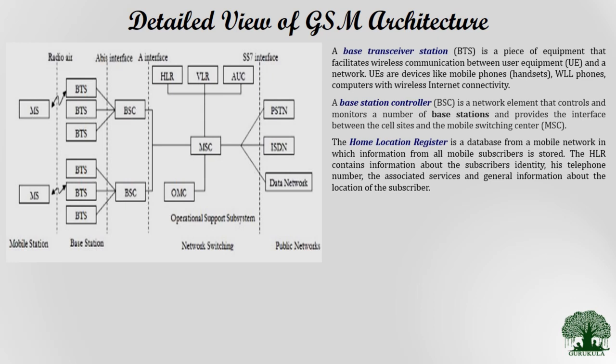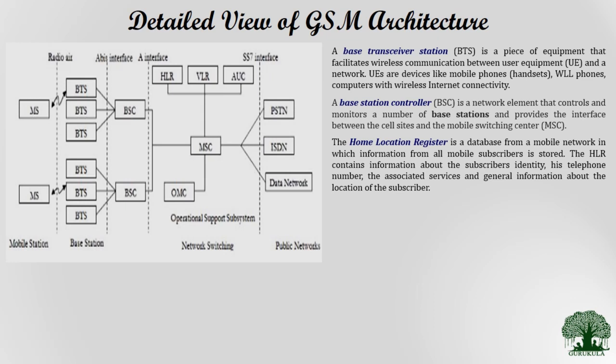Over here in the MSC, we have three different components, out of which the first one is the HLR. HLR is abbreviated as home location register, which is a database of a mobile network in which information about all the mobile subscribers is stored. HLR usually contains information such as the telephone number or identity of the user, the associated services, and some other general information about the location of the subscriber. Subscriber is again the user over here. So all these kinds of information will be registered in the HLR.